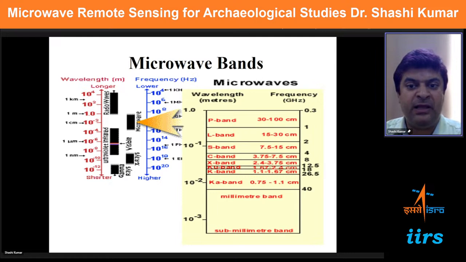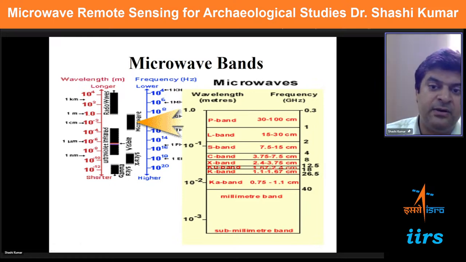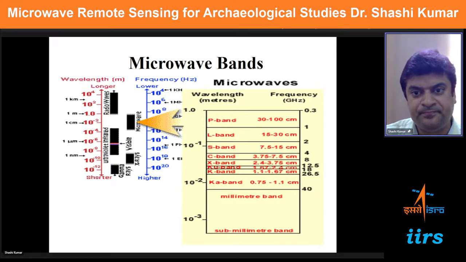Now this is the microwave band. The microwave band covers basically from K band to P band. Here you can see that when you move from K band to P band, the wavelength range is going to increase. But when the wavelength is increasing, in the same way the frequency will be decreasing, because we know that the frequency and the wavelength are inversely proportional to each other. It means that if one is increasing, the other will be decreasing.